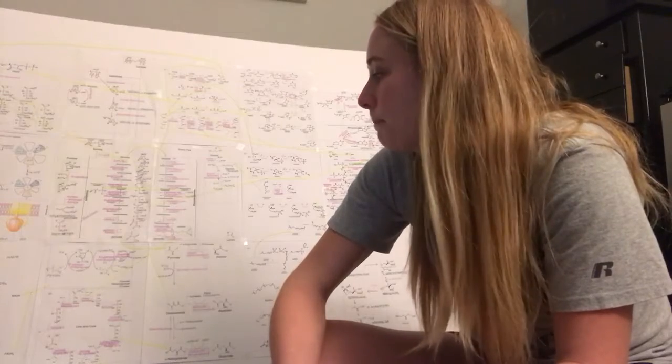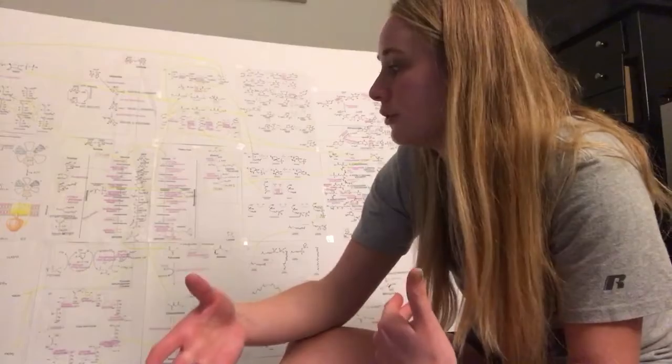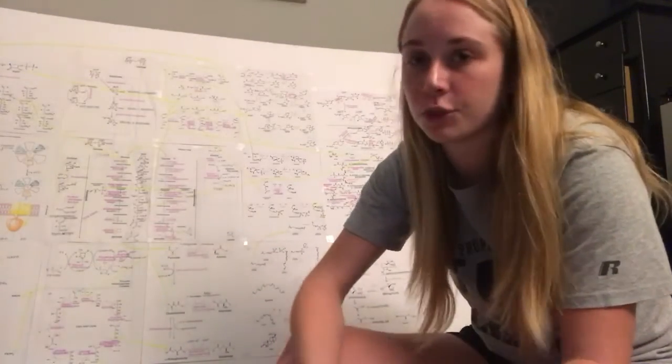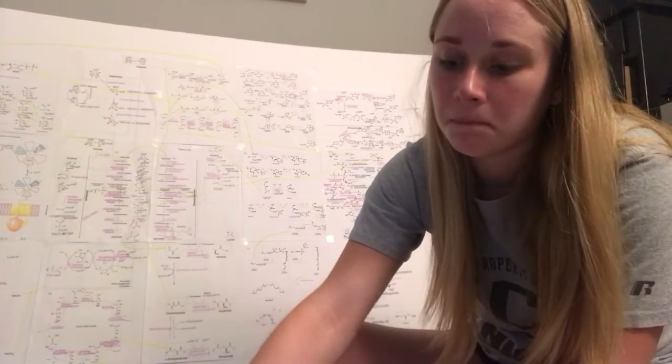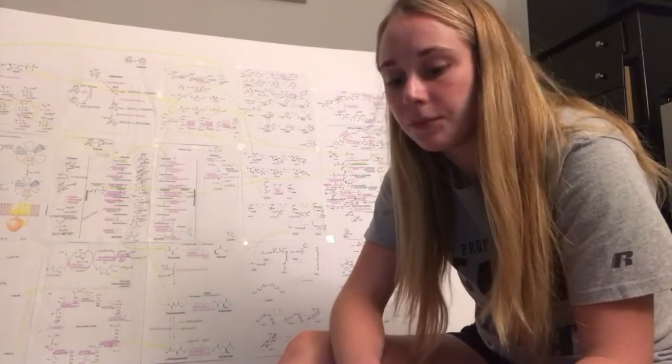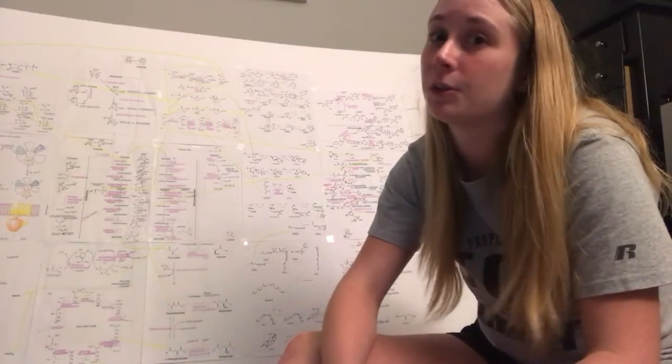FADH2, which I believe yields 1.5. And this goes around twice, so the 3 NADH turns to 6, and that's going to be multiplied by 2.5, which yields 15, I believe, if I just did that right in my head. And then the FADH2 yields 3. So that's where we get our 32 ATP for every one glucose molecule.